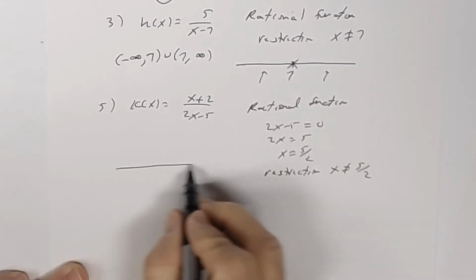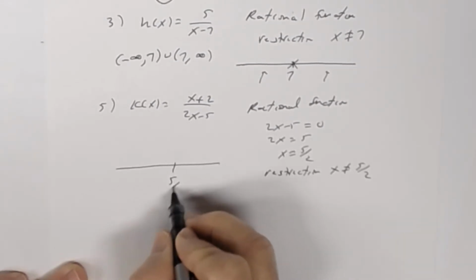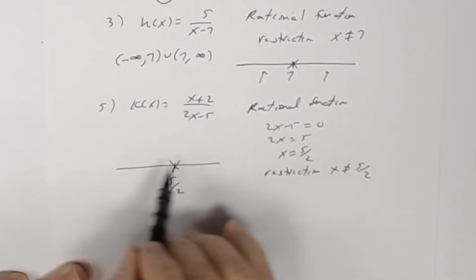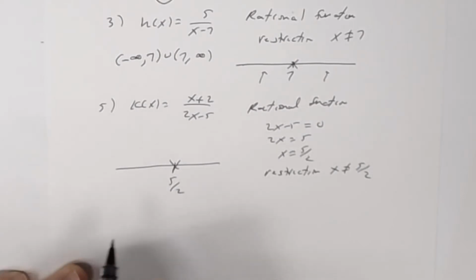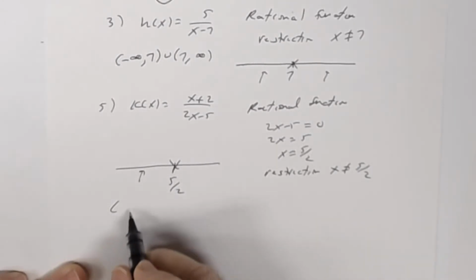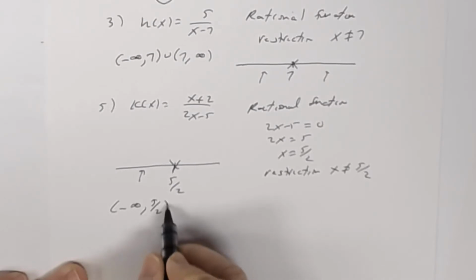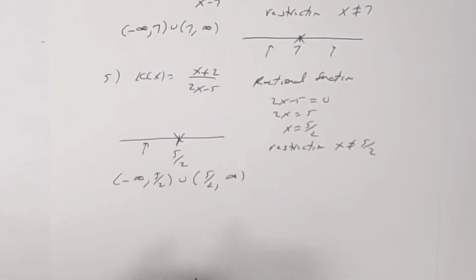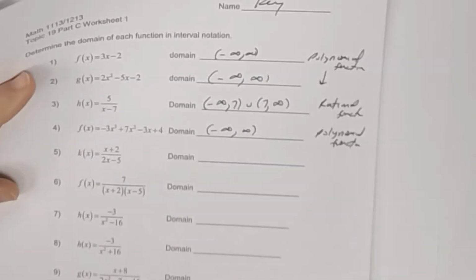Once I find it, I put that on the number line, 5 halves, and I cross it out because I cannot use it. So my domain would be any other number except 5 halves. So then you're going to say negative infinity to 5 halves, parentheses, union, and then 5 halves to infinity. Okay, so that's number 5. So remember, number 5 was rational.